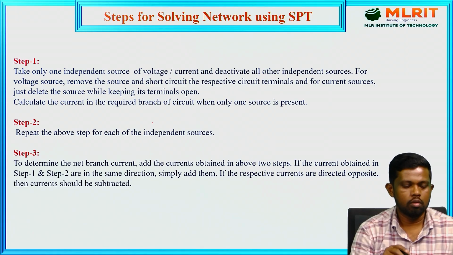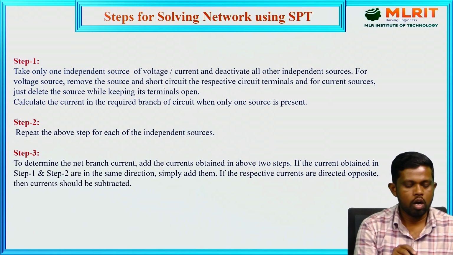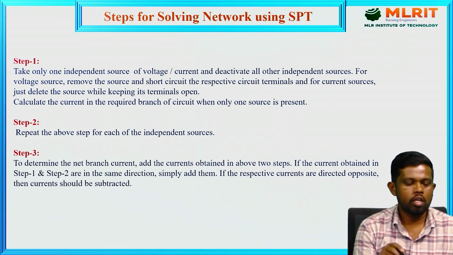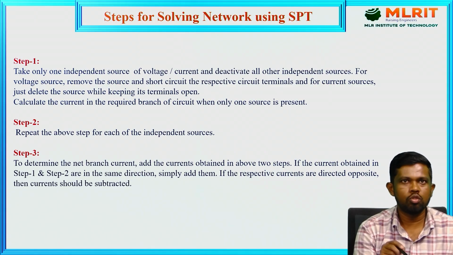For a network having two or more independent sources, we can simply apply the superposition theorem to get the response of any element. In step number 1, we consider only one source. If it is a current source, no problem, we can consider it. If it is a voltage source, we can also consider it.